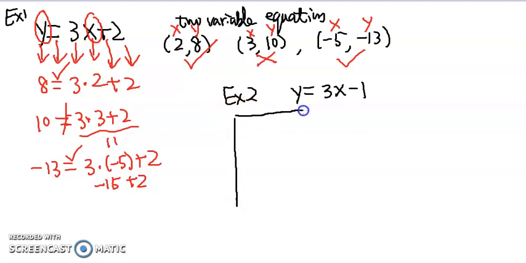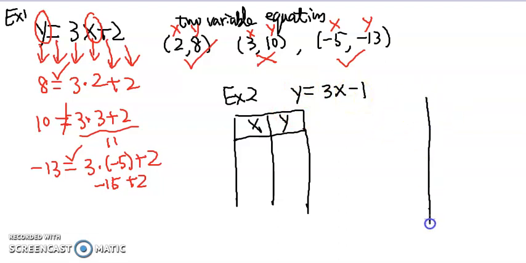So create a table for x and y, because in order to draw the graph, you have to have solutions for this equation. And so you can draw the x-axis and y-axis to sketch the graph. So we need some points.